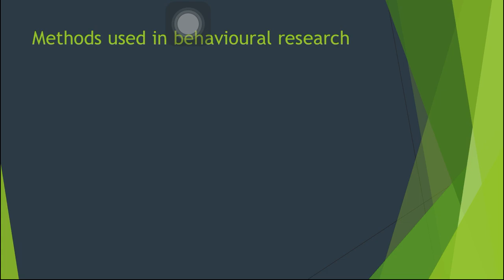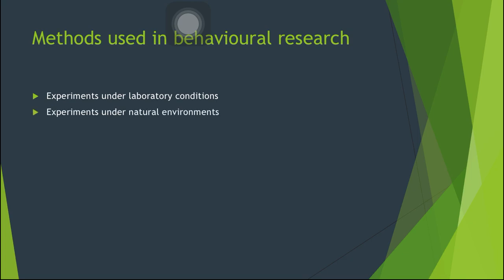Now coming to the methods used in behavioral research: what methods are normally applied or used in behavioral research? These are experiments under laboratory conditions. Like other sciences, political science is a science, and they do some experiments under lab conditions, and also experiments under natural environments are studied. These have their explanations and details, but we need not discuss them in detail here, as the subject does not demand the detail of all these related things. We just need to point out the experiments under laboratory and natural environments.